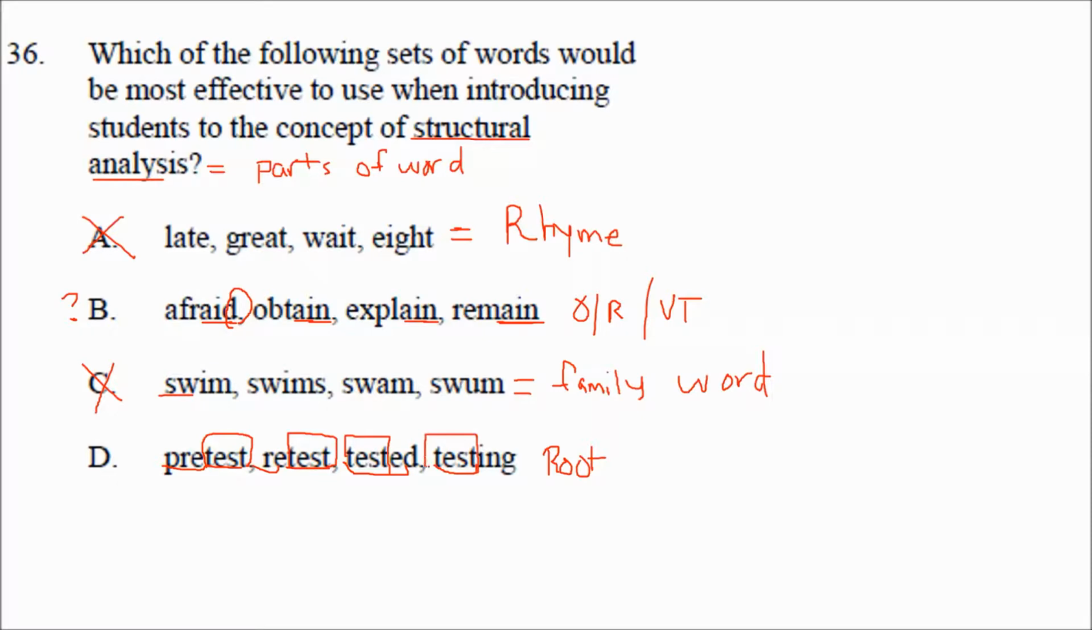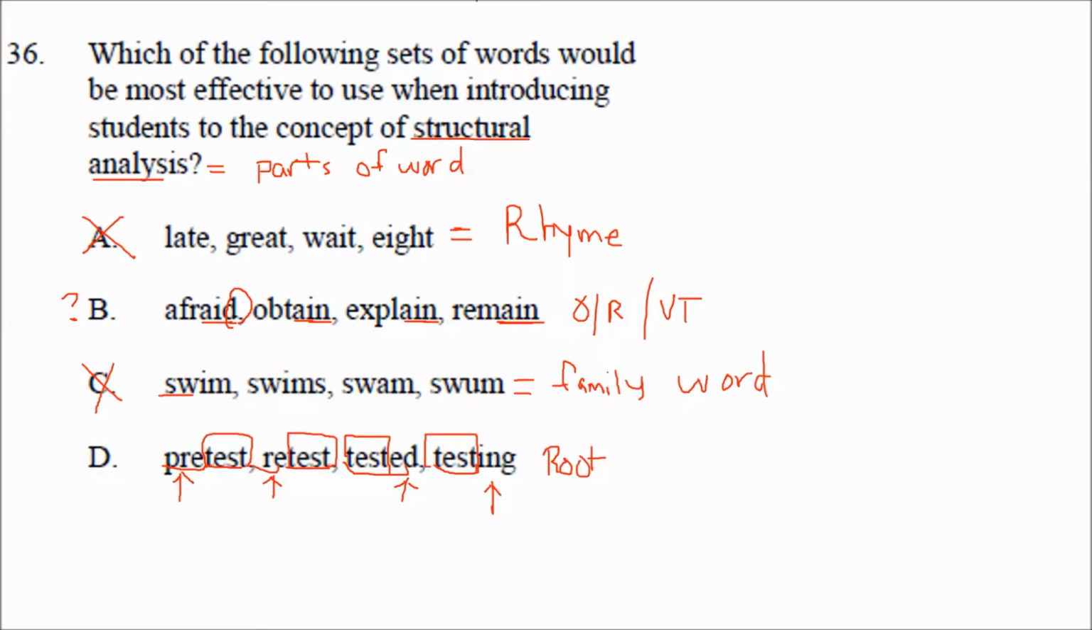And so you have a little kid that knows how to read the word test. Now all you have to teach him is the pre, the re, the ed, and the ing. And once you teach them how to read the pre, the re, the ed, and the ing, then you can pull meaning out of it, all having a root word.